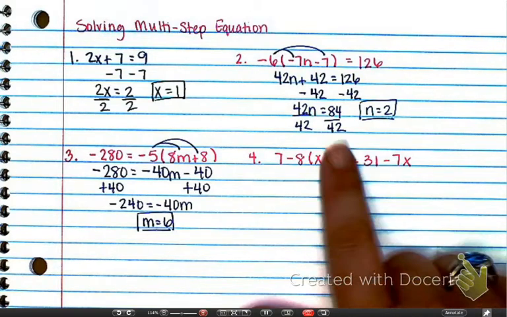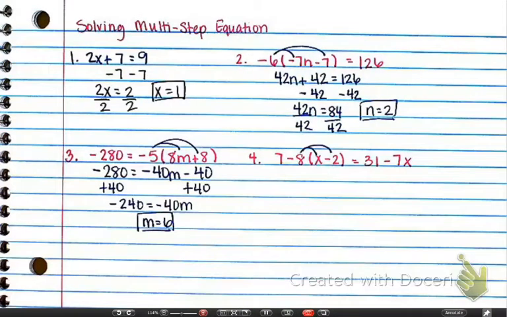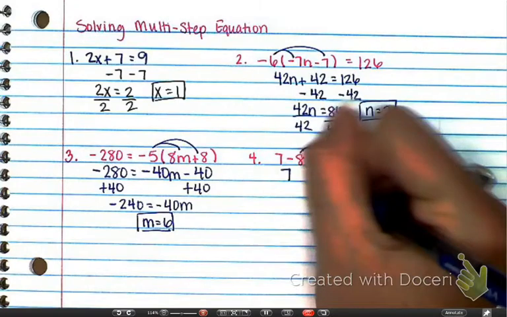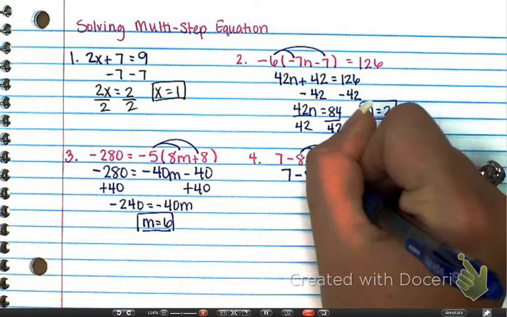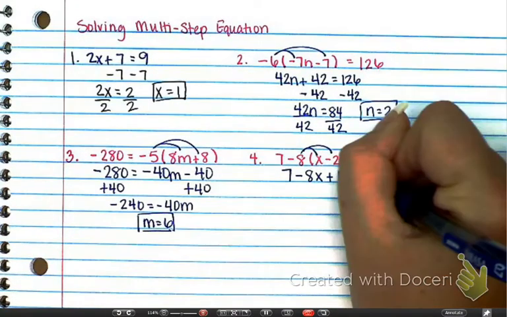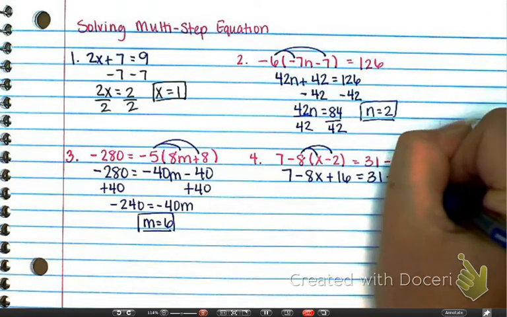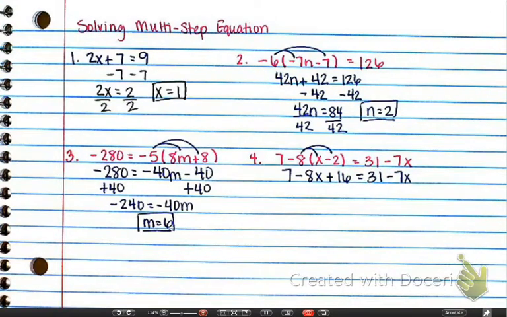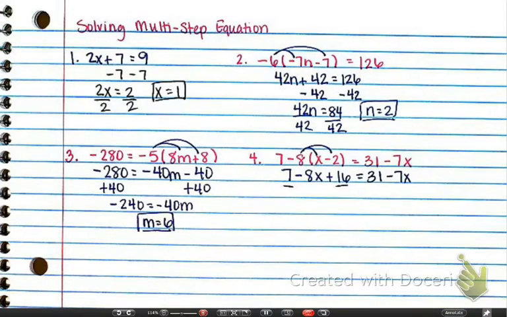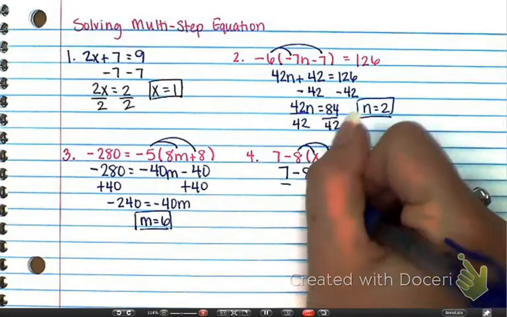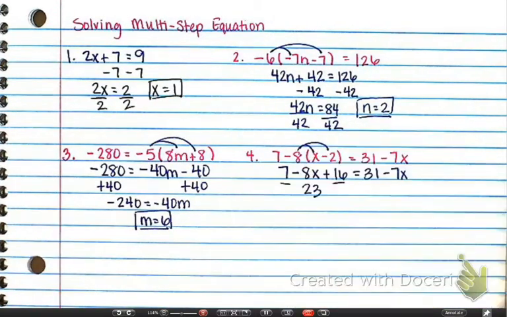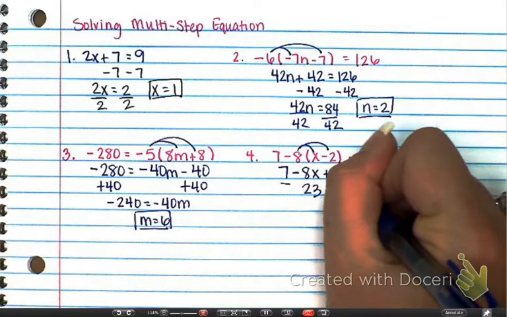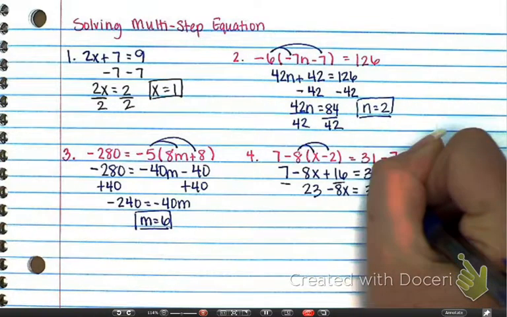So if we simplify this side first, what's that called? I have 7 minus 8x plus 16 equals 31 minus 7x. What are my like terms? On the left-hand side, what are my like terms? 7 and 16. And 7 plus 16 is 23. So 23 minus 8x equals 31 minus 7x.